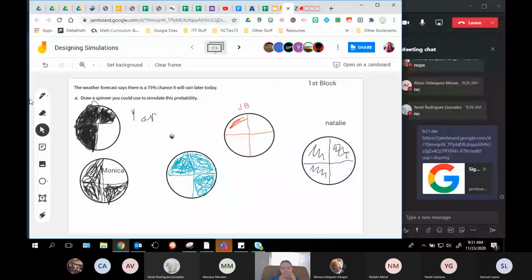All right, so I'm looking at the ones that are here on the page, and the one question I have is, because I see we all divided into 4 sections, okay? And we've colored in 3 of those sections, which yes, is 75%. But my question is, how do I know that what you colored in equals rain? What do those sections need that they don't have?